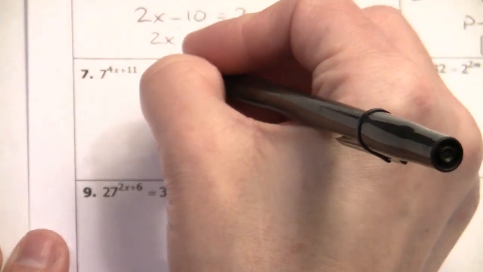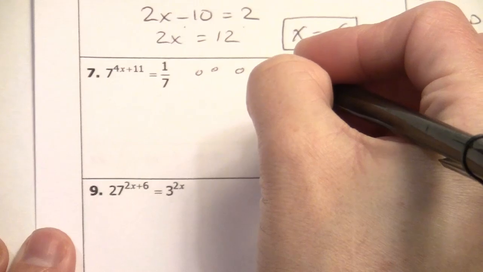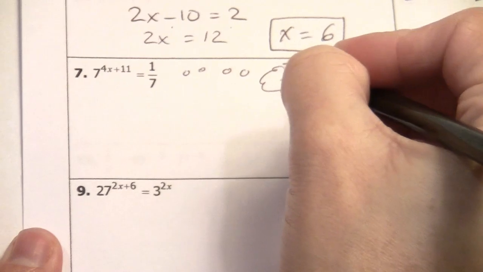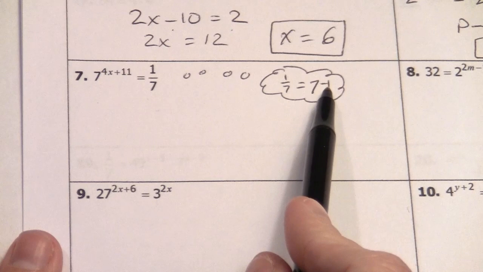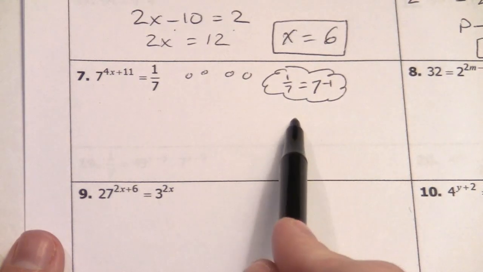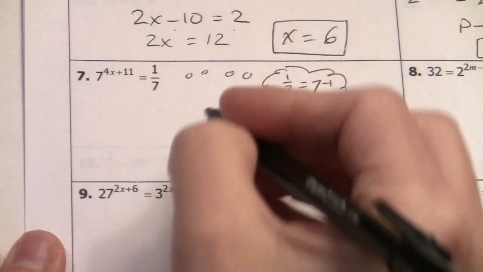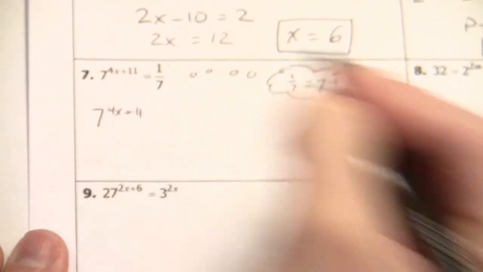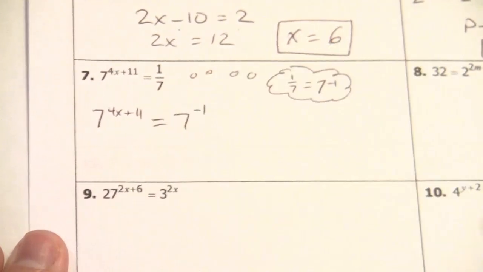So what we have to do is think of this. We need to know that 1/7 is actually 7 to the -1 power, because that -1 is what makes this 7 go under the numerator and become a denominator. That's what a negative power does, if you recall from those exponent rules. So knowing that, we now have 7 to the 4x plus 11, didn't change, equals 7 to the -1 power.